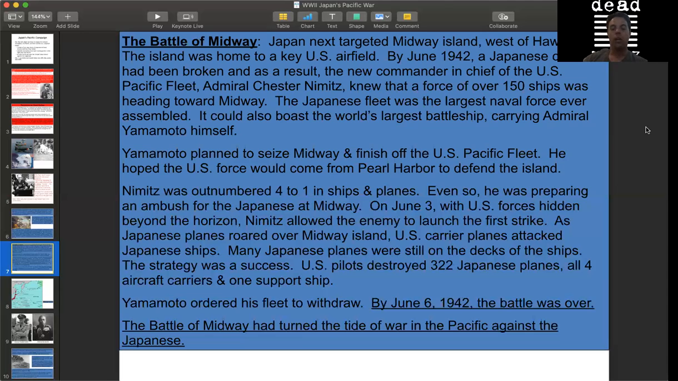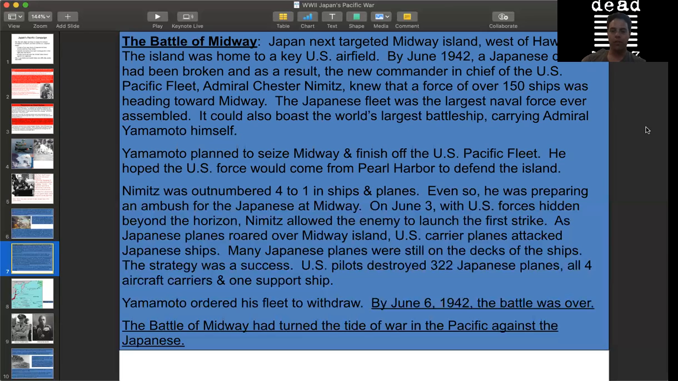Now, this is why no sailor ever believes that the world is in fact flat, because of what Nimitz did in this battle. On June 3rd, the U.S. forces hid behind the horizon. Obviously, there's nothing to hide behind in the middle of the ocean, so they went far enough away from Midway that you could no longer see their ships over the horizon, hence the curvature of the earth, hence the world is round.